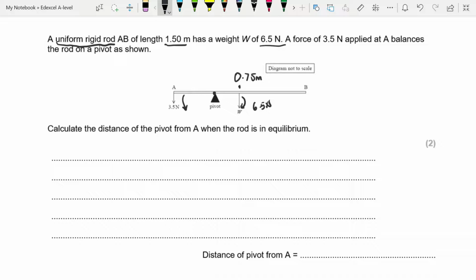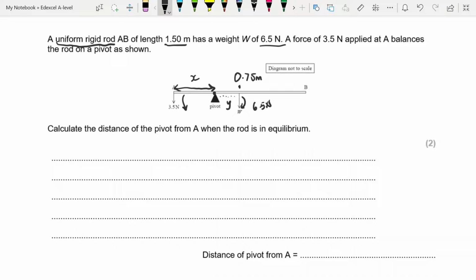The distance that we don't know is this one, and we'll call that x. Now, we don't know this distance in here either, but we know that distance is going to be 0.75 meters minus x. So we can say that y is 0.75 meters minus x, and y is the distance that the weight is from the pivot. And then the other side, the distance of the 3.5 newtons from the pivot, will just be x. And we're going to solve it for x.